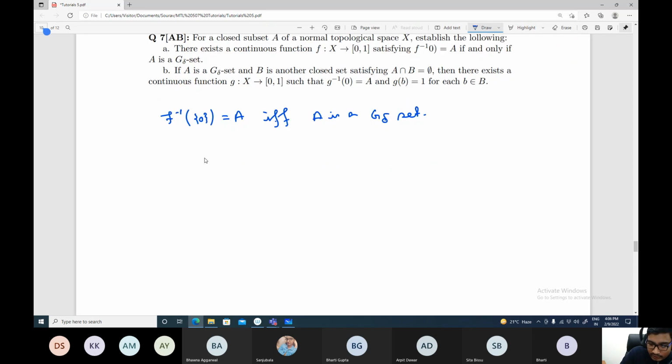So if A is equal to f inverse of 0, then this is f inverse of what? Intersection n equal to 1 to infinity of, what? 0, 1 by n, right?